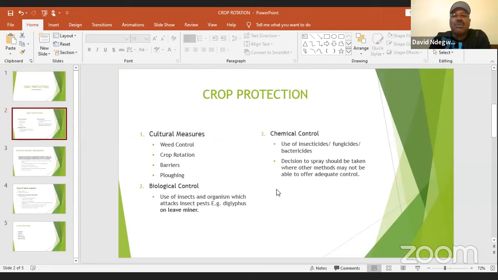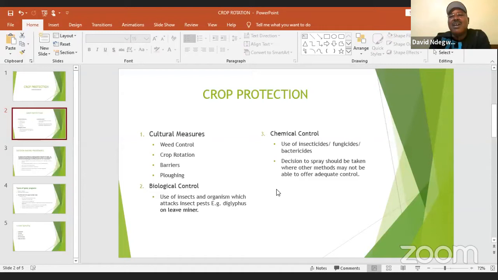So to ensure that we remain afloat in this farming business, we have to have effective crop protection through cultural methods, through biological methods, and through chemical control. Let me say that where chemical control has to be employed, this decision should be taken where other methods may not be able to offer adequate control. So we go into spraying as a measure of last resort.